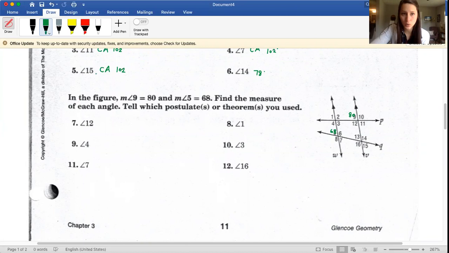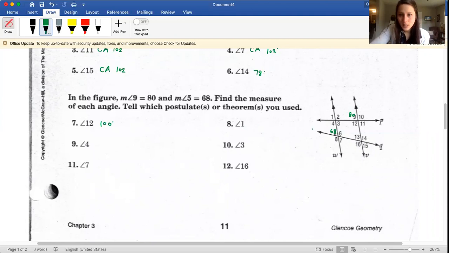Let's take a look at number 12. So we're going to look at angle 9, looking at angle 12. Angle 12 is a linear pair with angle 9, and so we could subtract 80 from 180, and angle 12 would be 100 degrees.